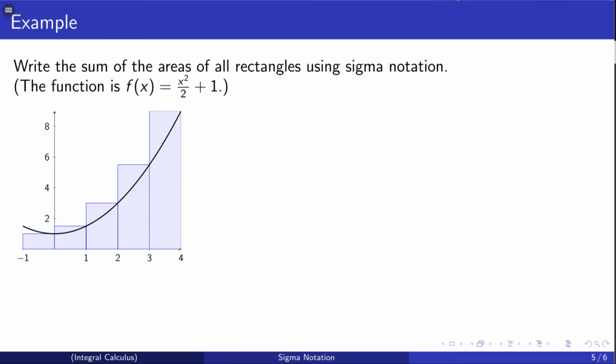I just want to end this video by giving you a concrete example of where we can use sigma notation. Here's an example where we're asked to write the sum of the areas of all the rectangles in this figure using sigma notation, given that the function drawn here is f of x equals x squared over 2 plus 1. Right, rectangles. How do you get the area of a rectangle? Again, it's just length times the width or the height. It just multiplies dimensions.